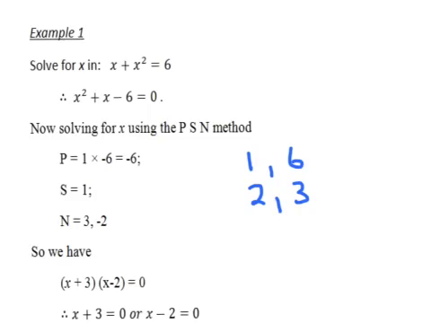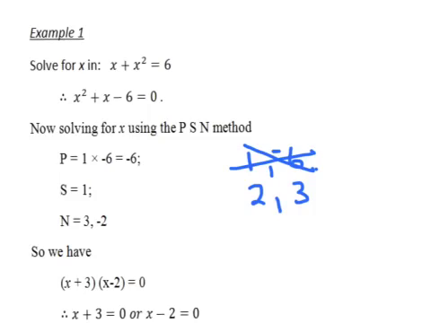1 times 6 is 6, and 1 times negative 6 is negative 6, so it gets us that. But if the two numbers were 1 and negative 6, well, 1 plus negative 6 is negative 5, so we can forget about that. What about 2 and 3? 2 times 3 is 6, so that's no good. So 2 times negative 3 would be negative 6, that's good, but 2 plus negative 3 would equal negative 1, so that can't be right.